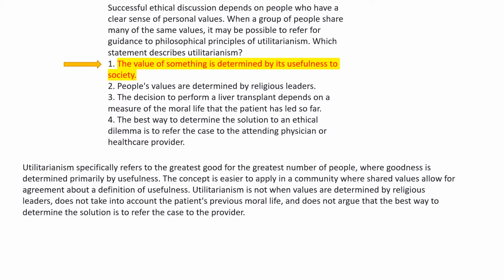Utilitarianism is not when values are determined by religious leaders, does not take into account the patient's previous moral life, and does not argue that the best way to determine the solution is to refer the case to the provider.